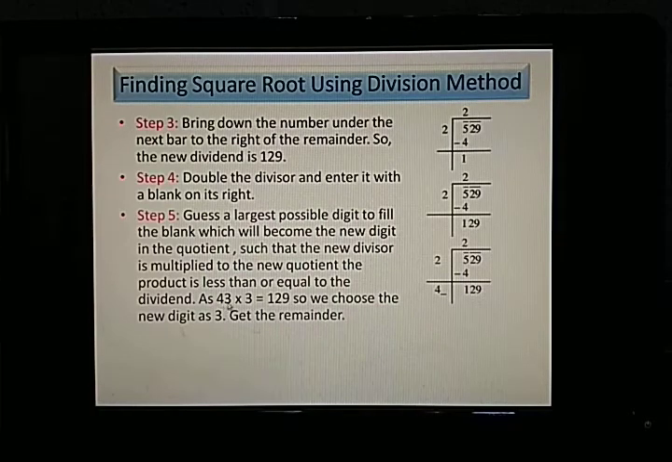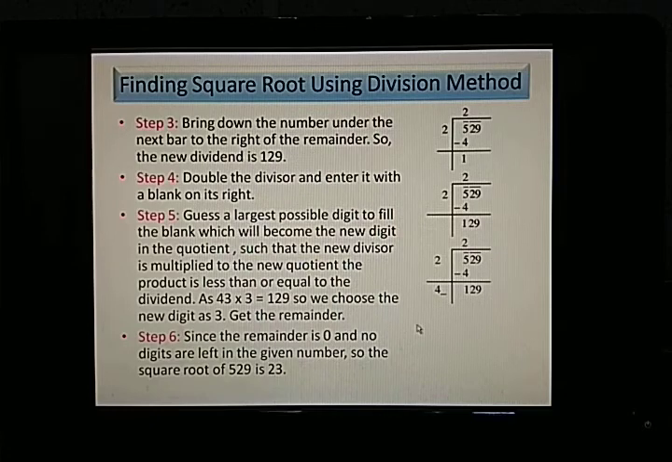Now we know that if we place 3 in this blank, it becomes 43, and the same 3 we place in the quotient also. And we know that 43 into 3 is 129. So the new digit placed in the blank will be 3. So 43 here, and here also we place another 3. So 43 into 3 is 129. After subtracting 129, we get the remainder as 0. When we get the remainder as 0, our work is done. Whatever number is in the quotient will be the square root of the given number. Clear?